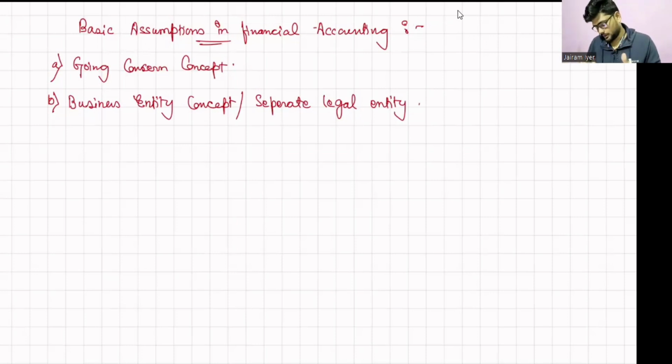So let's come back to financial accounting. Here the assumption is the business entity concept. The simple meaning is that the business and the owner are two different entities. In case of any mismanagement or any fraud done in the name of the company, you cannot charge me. You have to file a case against the company, not against me. I'm not liable for that.